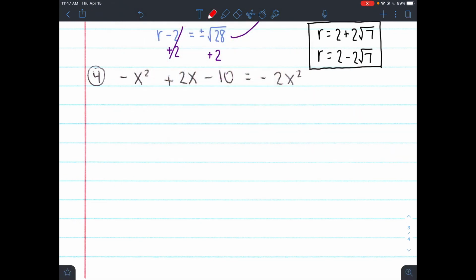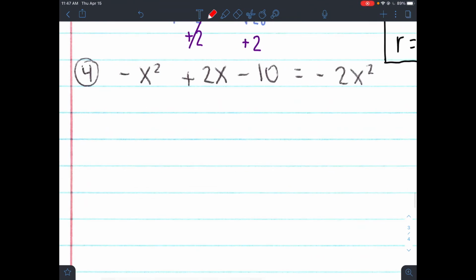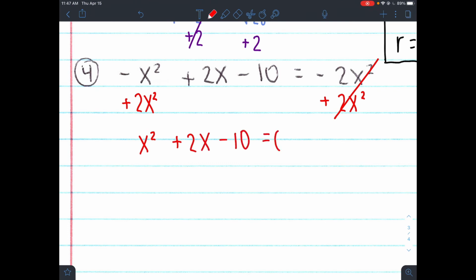Okay, first step is we want to go ahead and put all of our variables on the left, all of the numbers on the right. So first of all, I noticed that there's a negative 2x squared on the right-hand side. I need to move that to the left. To move it, I would add 2x squared to both sides. And remember, you can only combine the like terms, so I would add it to the negative x squared on the front there. Well, negative x squared plus 2x squared is 1x squared. And then I have positive 2x minus 10 equals 0.